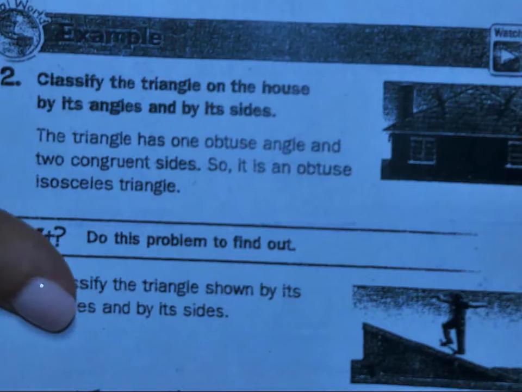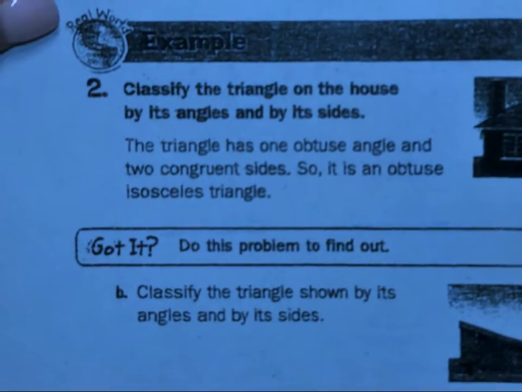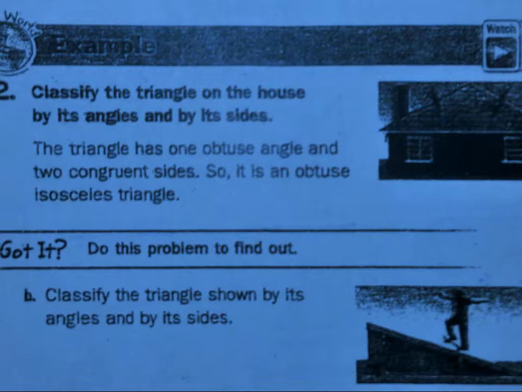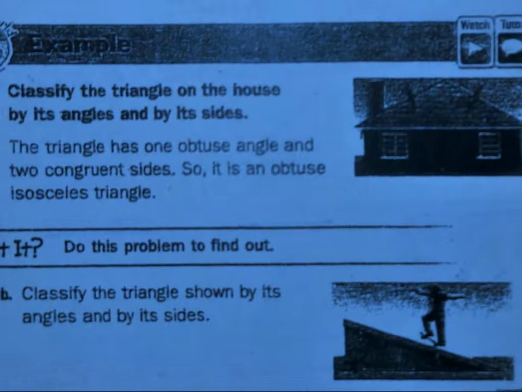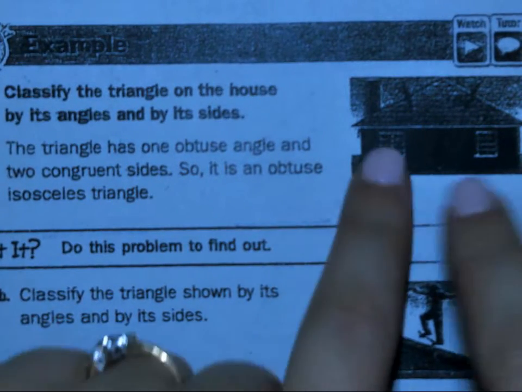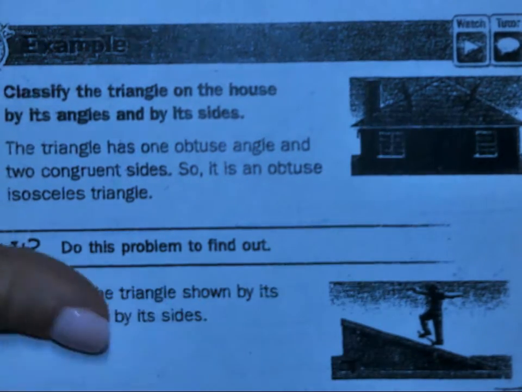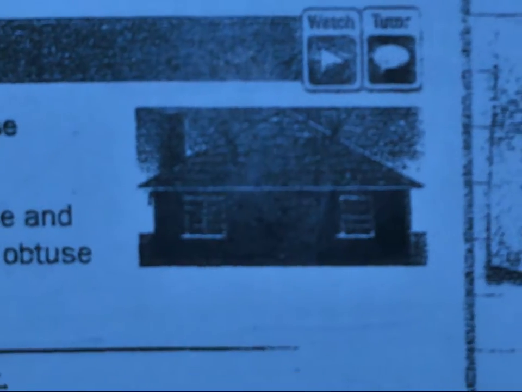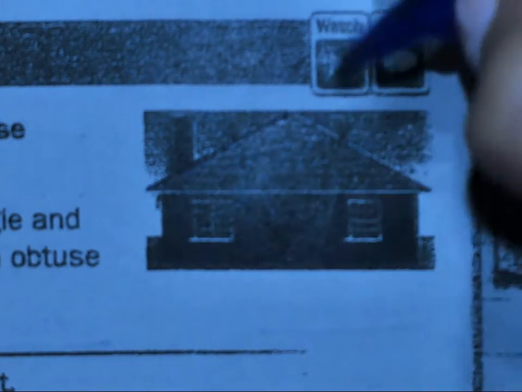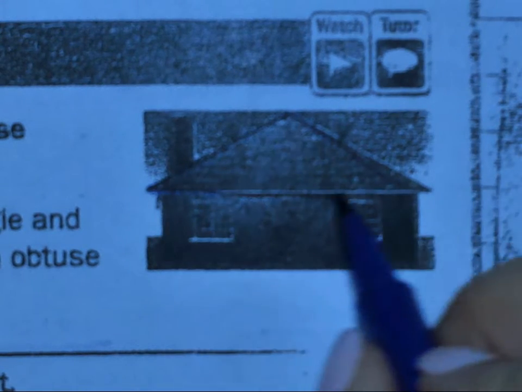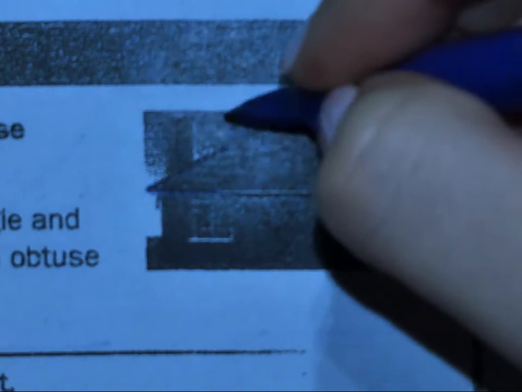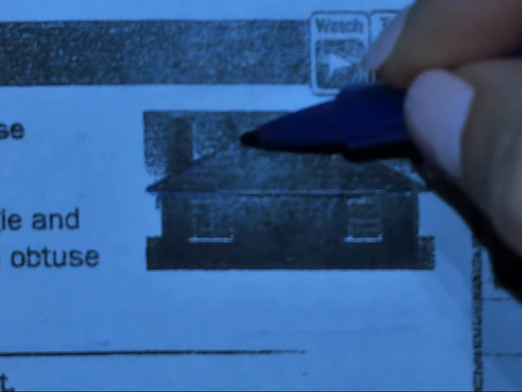Okay, go ahead and flip over. All right, example number 2 says to classify the triangle on the house by its angle and by its sides. I know it's a little hard to see on your picture because it's kind of dark, but it's talking about the roof, okay? And then if you can see, when I zoom this up, here's my outline of the roof. And then it has these two marks right here. So it's telling me that these two sides are what? Congruent. Okay. Yes. It's obtuse.